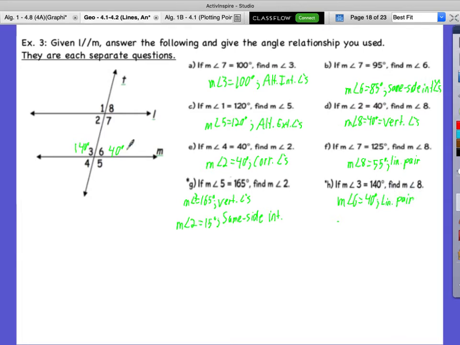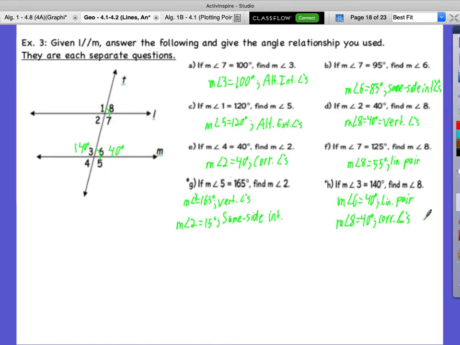So now how can we go from angle 6 to angle 8? They're corresponding angles, so they're congruent. They're both in the top right of the vertex. So the measure of angle 8 is equal to 40 degrees as well. And our reasoning for that is that they're corresponding angles.